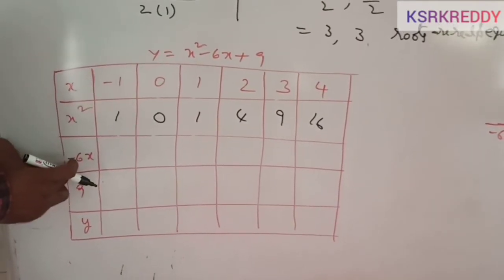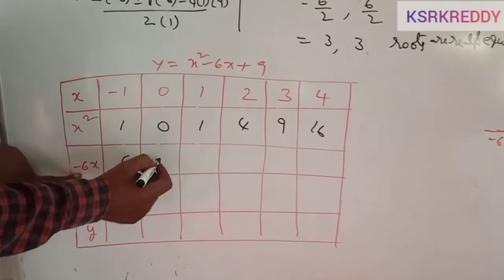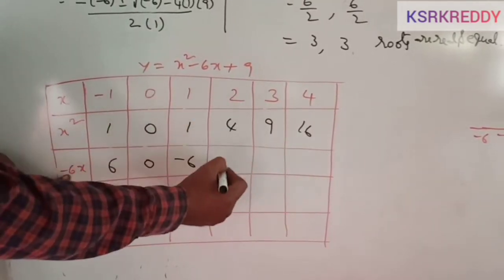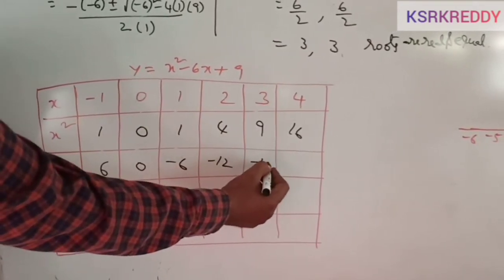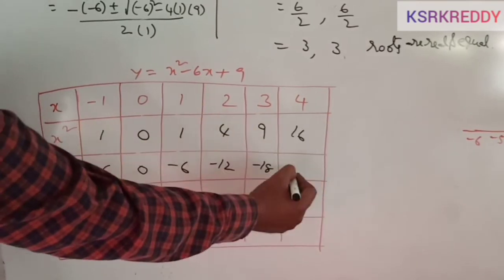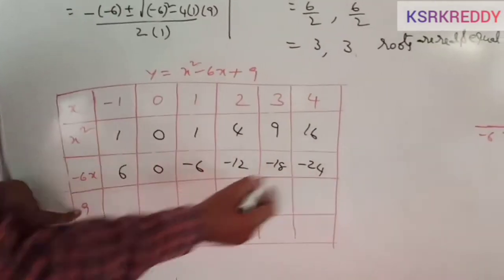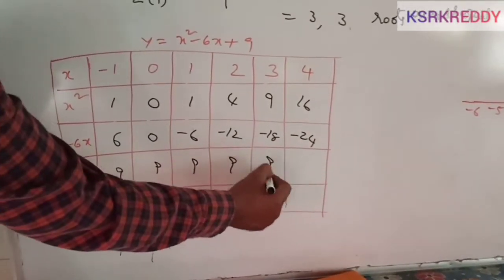Minus 6 into minus 1, the value is plus 6. Minus 6 into 0, 0. Minus 6 into 1, minus 6. Minus 6 into 2, minus 12. Minus 6 into 3, minus 18. Minus 6 into 4, minus 24. So 9 is constant. Add 9 to all the values: 9, 9, 9, 9, 9.